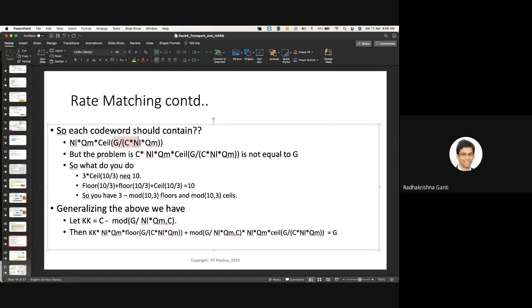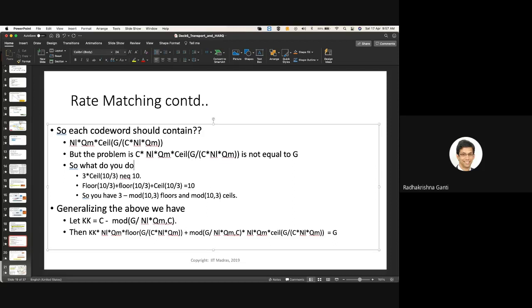But I'm just making sure that G by C need not be a multiple of the number of layers and number of modulation. So I'm dividing by that, multiplying by that, and taking a ceiling operator. But the problem is, as I told you before, C of these will not be equal to G. They should also add up to G, the total number of bits. So what we do is we take a few ceilings and a few floors.